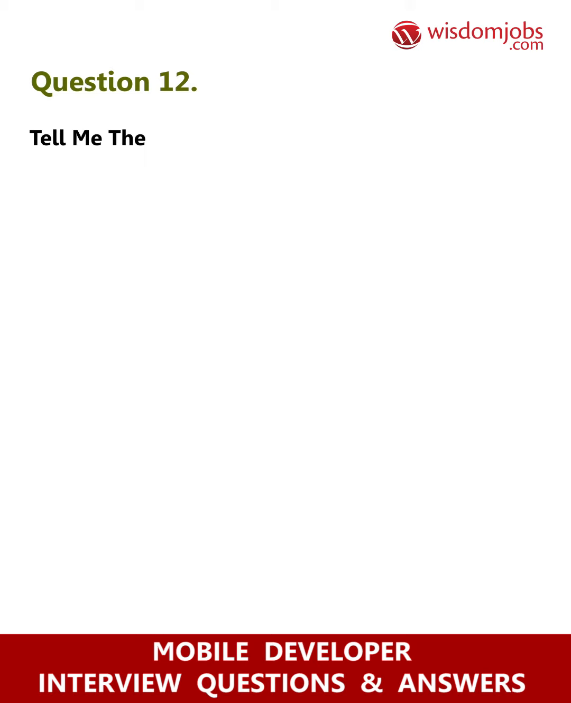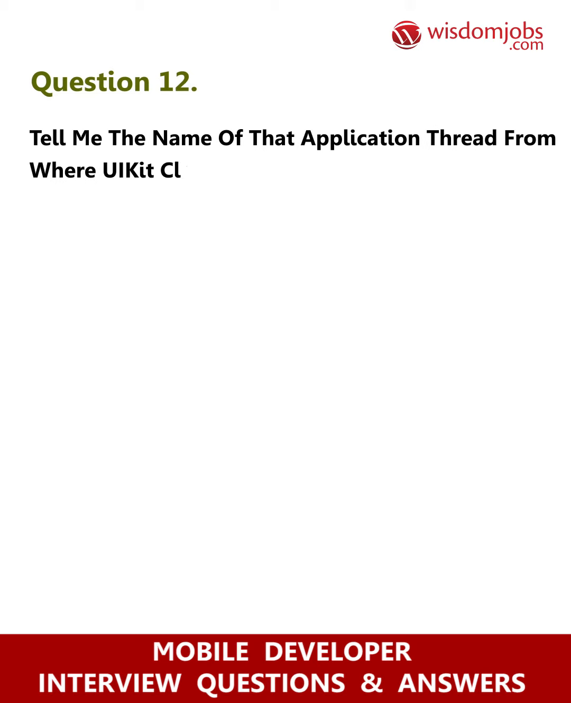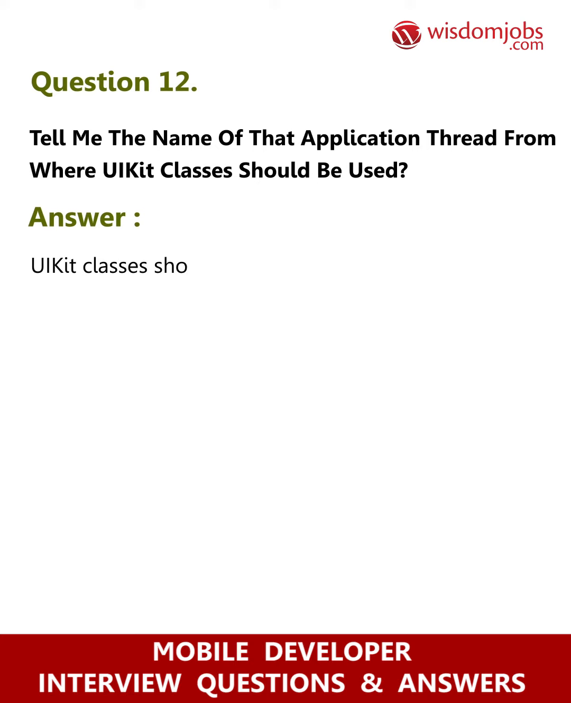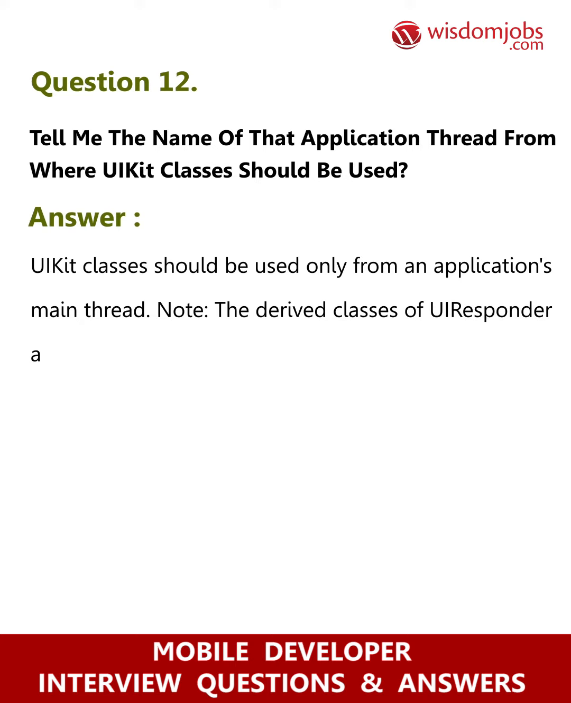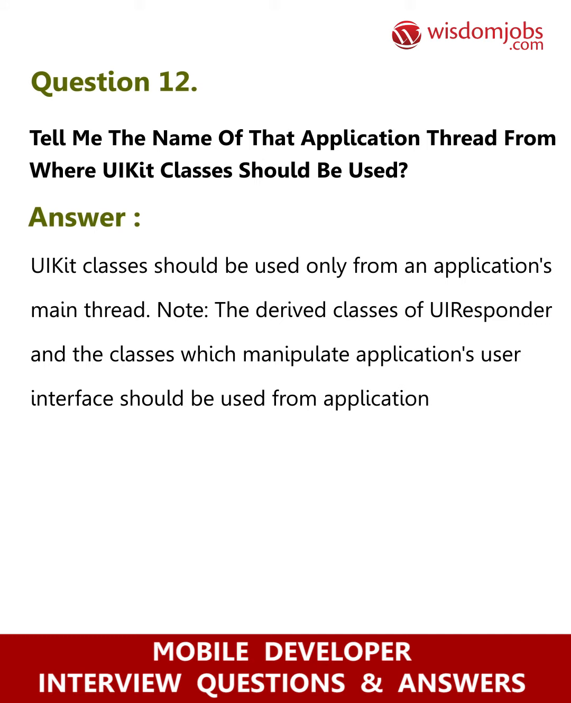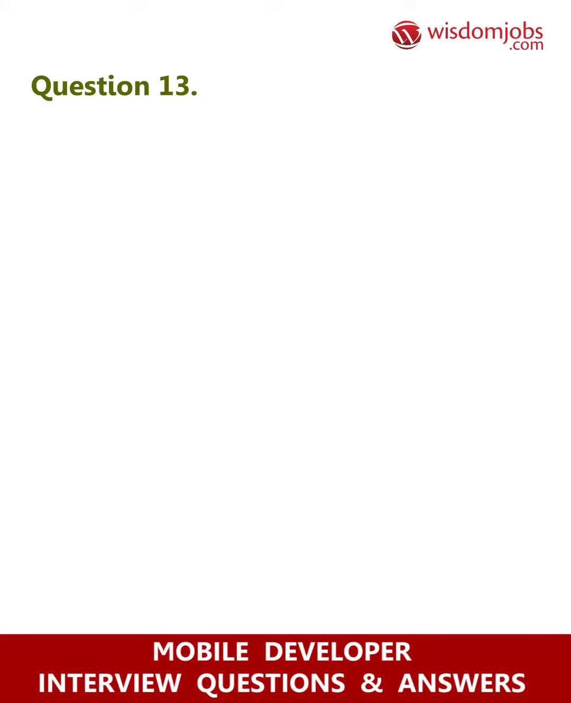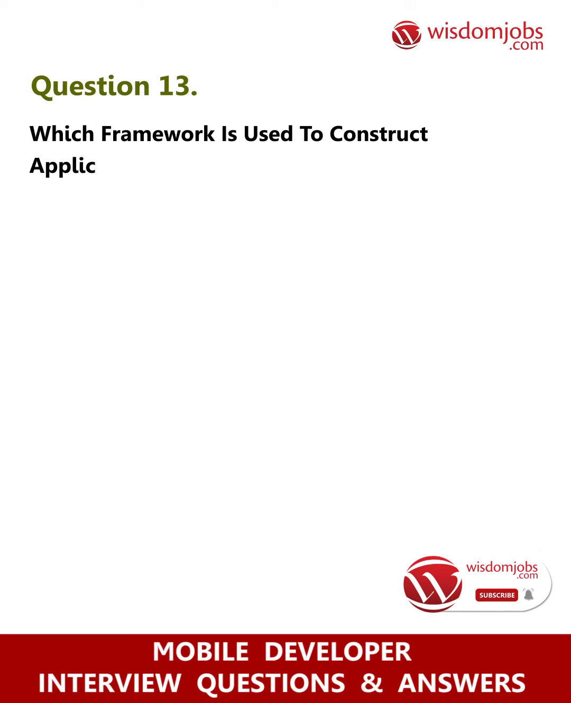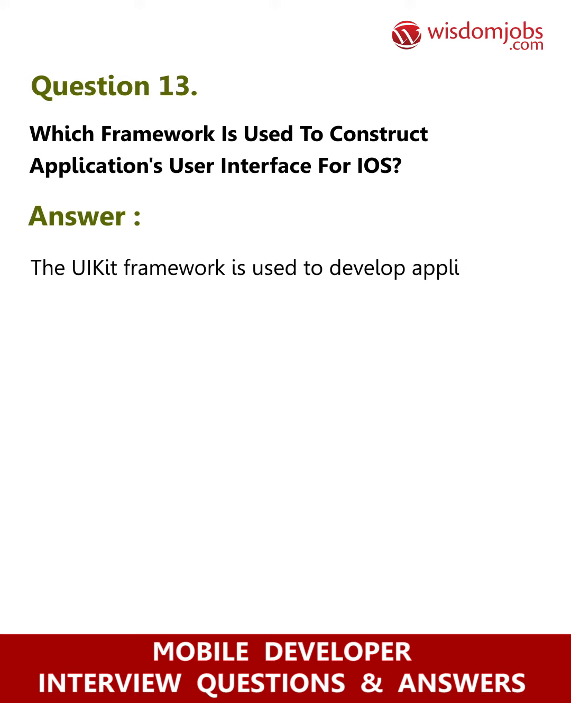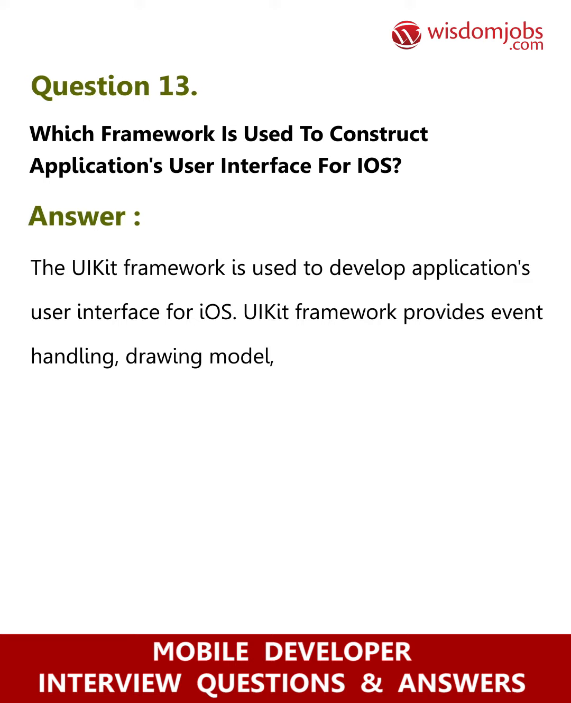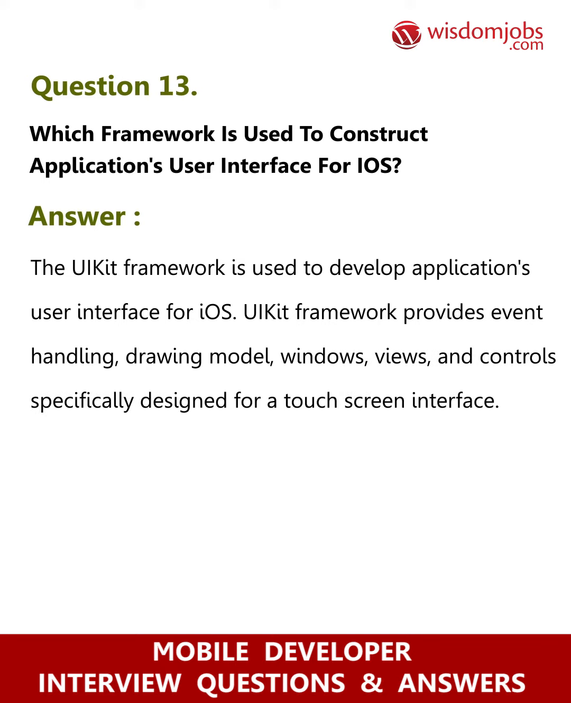Question 12. Tell me the name of that application thread from where UIKit classes should be used. Answer. UIKit classes should be used only from an application's main thread. Note, the derived classes of UIResponder and the classes which manipulate application's user interface should be used from application's main thread. Question 13. Which framework is used to construct application's user interface for iOS? Answer. The UIKit framework is used to develop application's user interface for iOS. UIKit framework provides event handling, drawing model, windows, views, and controls specifically designed for a touchscreen interface.